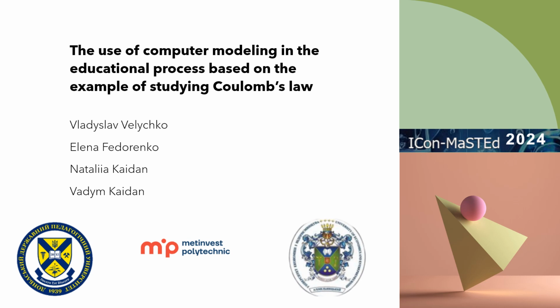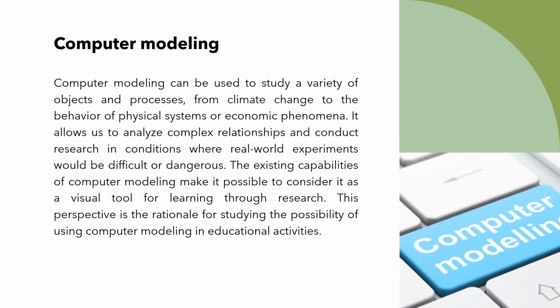Let me present you a report on the topic the use of computer modeling in the educational process based on the example of studying Coulomb's law. Modeling can be used to study a variety of objects and processes, from climate change to the behavior of physical systems or economic phenomena. It allows us to analyze complex relationships and conduct research in conditions where real-world experiments would be difficult or dangerous. In education, computer modeling defines an activity-based approach to learning and development.